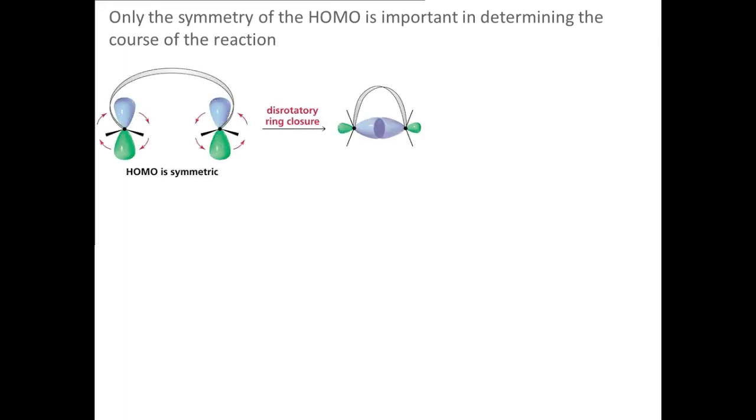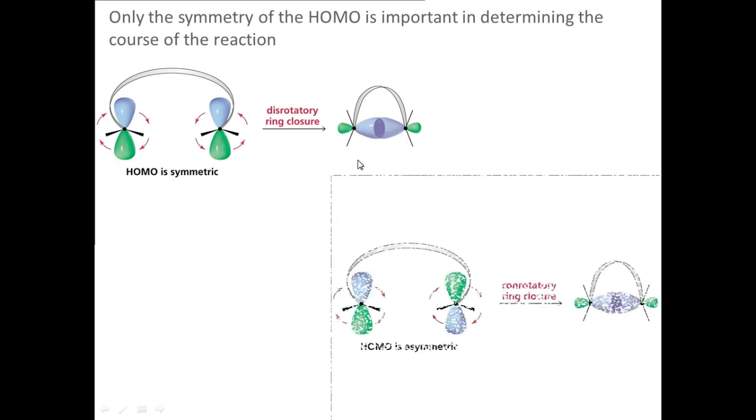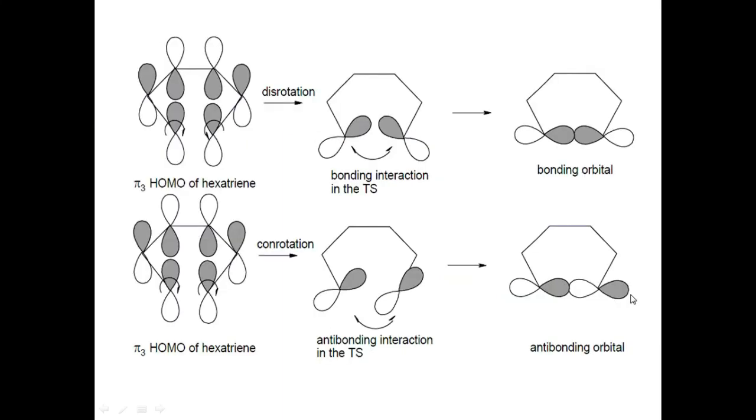Another, only the symmetry of the HOMO is the important determinant of the course of the reaction, which is called: if the HOMO is symmetric, disrotatory ring closure. Here see the rotation, blue color is close together, and green is outside. Another point, you see the HOMO is asymmetric, a compound like this. It is just like that, a conrotatory ring closure like this, right?